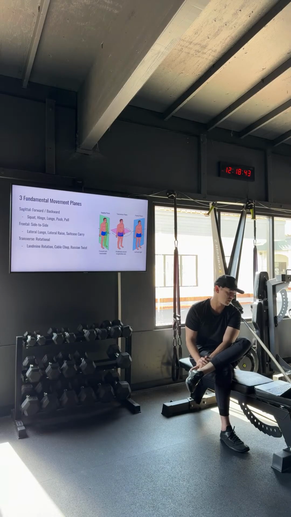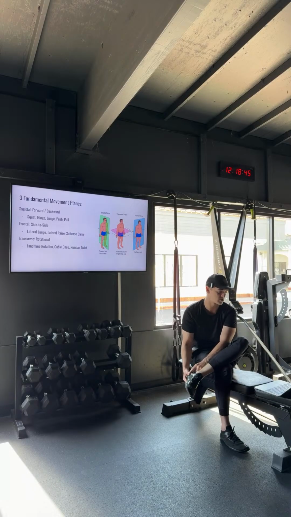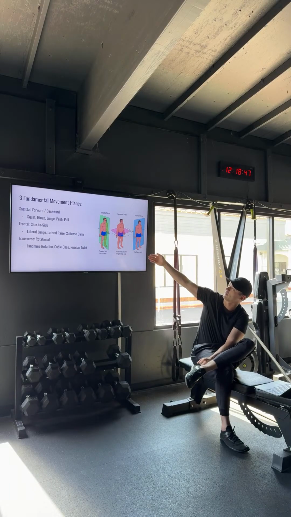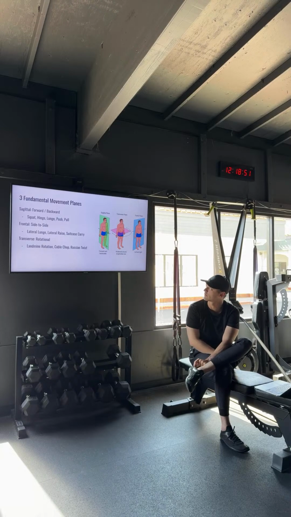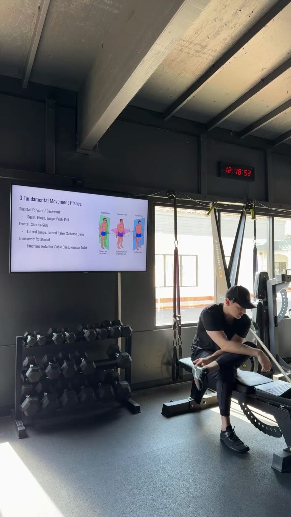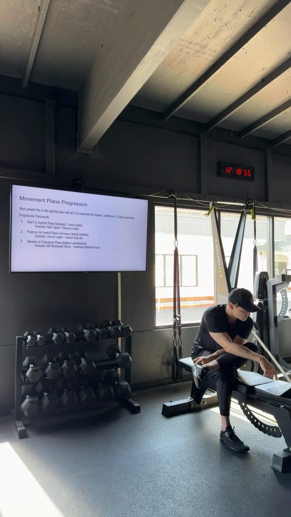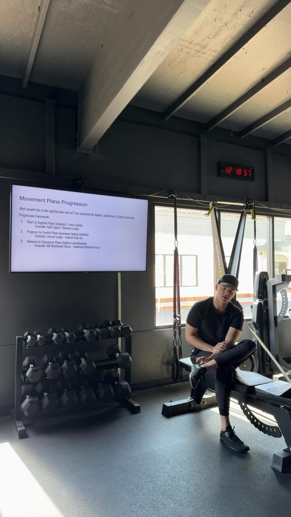and rotational. And rotational pairs well with power training. So you can think hypertrophy, strength, power, sagittal, frontal, transverse. So those are just examples. That's kind of just what I touched on. Basically, this is the movement plane progression.